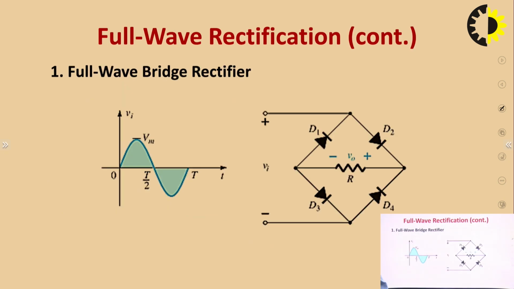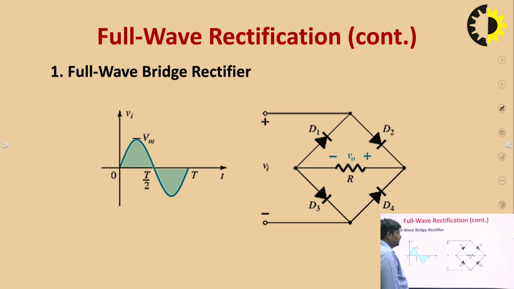So, this is a bridge rectifier circuit. What is the meaning of bridge? This is a Wheatstone bridge just like this. So, if we place the diodes in that particular fashion, we can say this is a full wave bridge rectifier circuit. In that circuit, both the positive and negative waveforms of the input are rectified at the output terminal.